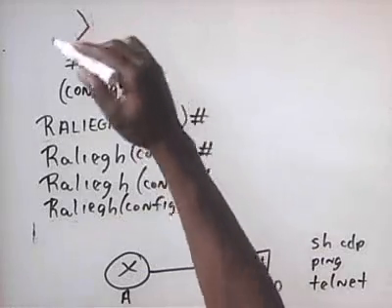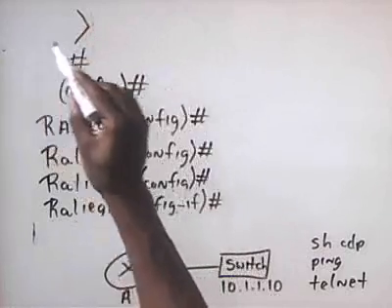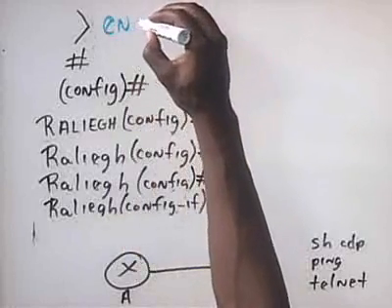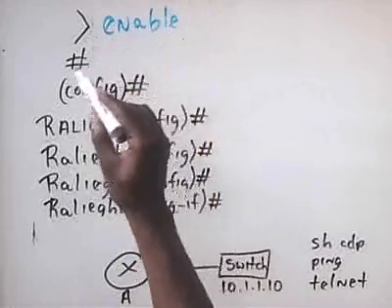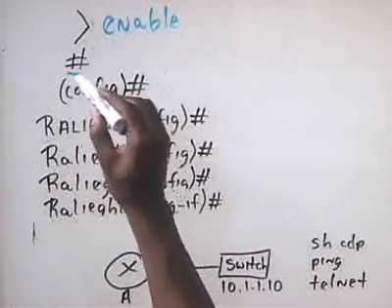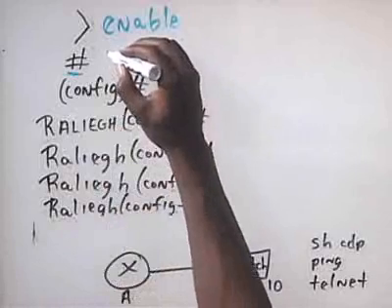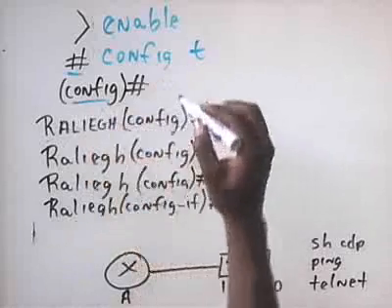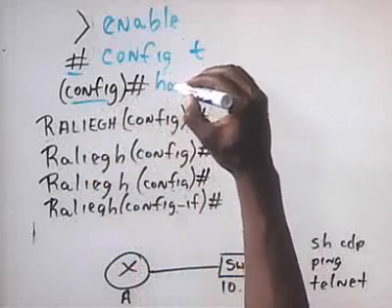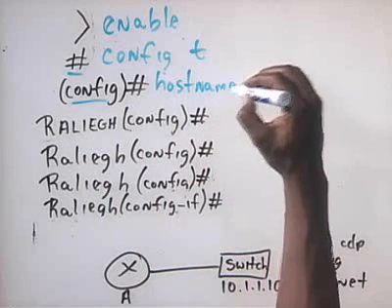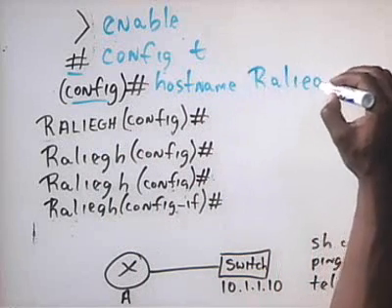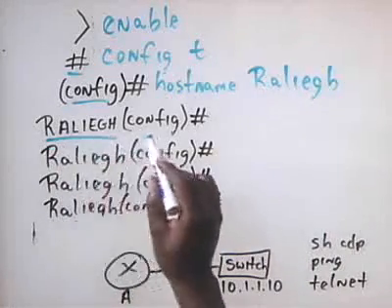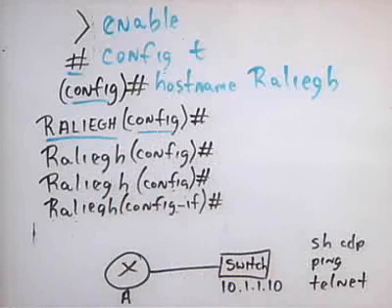Starting from the user mode prompt of the switch, note that there is no host name by default on the switch. We type in the word enable. That then puts us in privilege mode, indicated by the privilege mode prompt here. Type config T, configure terminal. That puts us into global configuration mode, at which point we can now set a host name. Let's set a host name Raleigh. Notice now the prompt changes here, and we're still in global configuration mode.